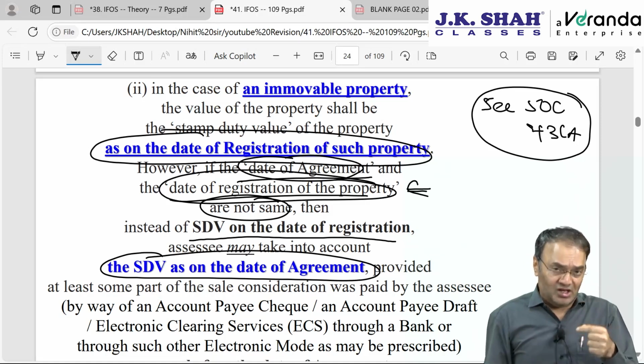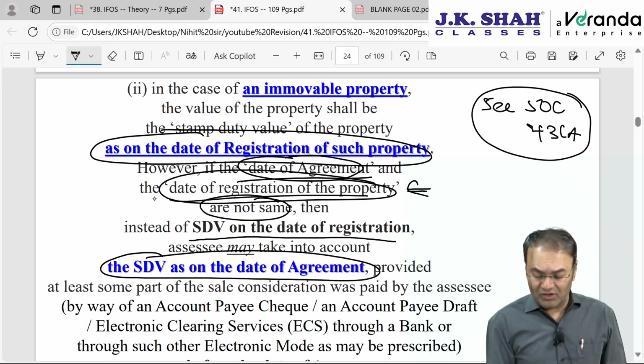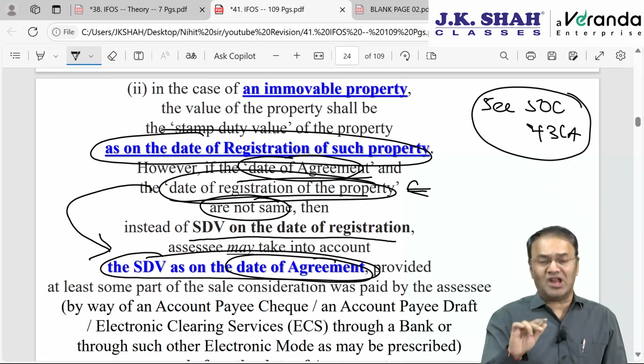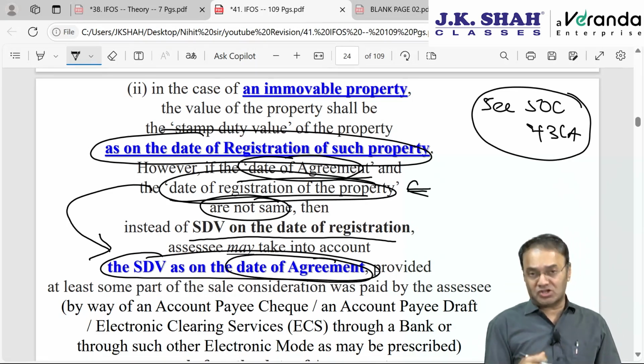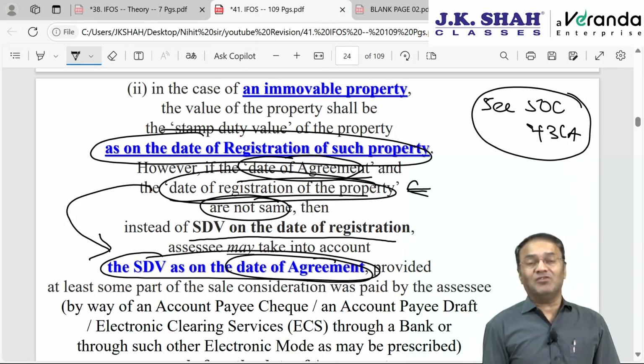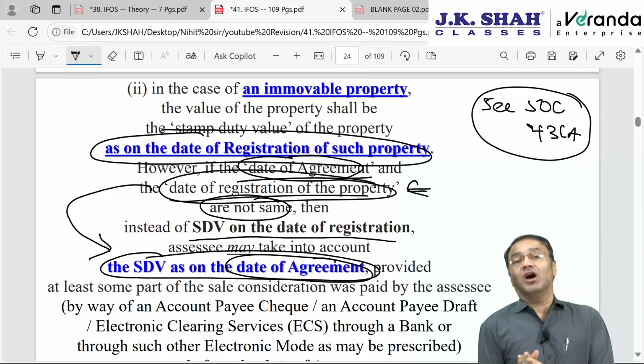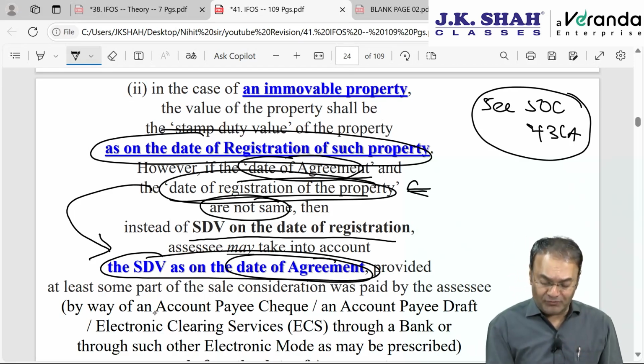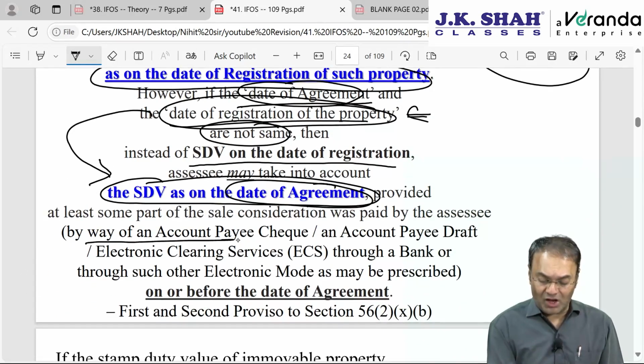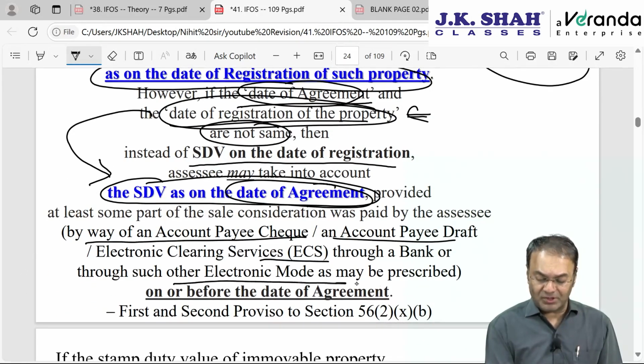Here instead of stamp duty value as on the date of registration, one can take into account stamp duty value as on the date of agreement, that is the old stamp duty value, provided some amount of consideration was paid otherwise than by way of cash. That means paid by way of account payee cheque, account payee draft, electronic clearing service through a bank, ECS or prescribed electronic mode. Some amount was paid on or before the date of agreement by way of account payee cheque, account payee draft, ECS or prescribed electronic mode.